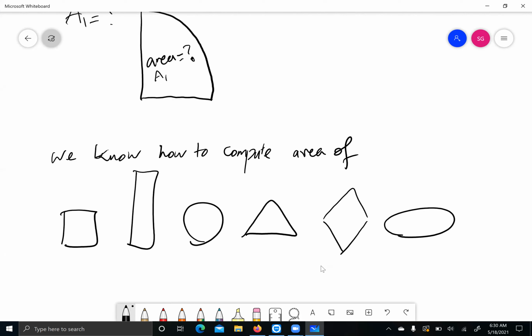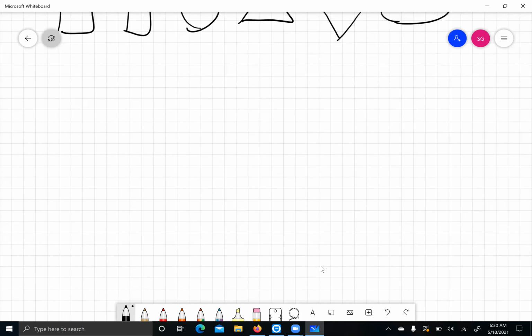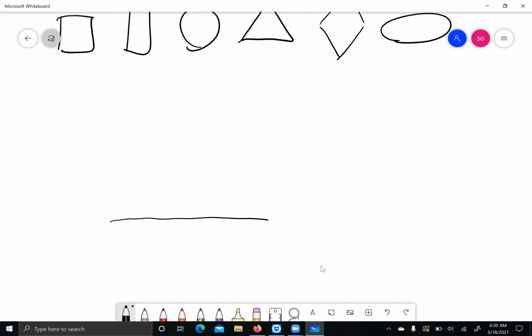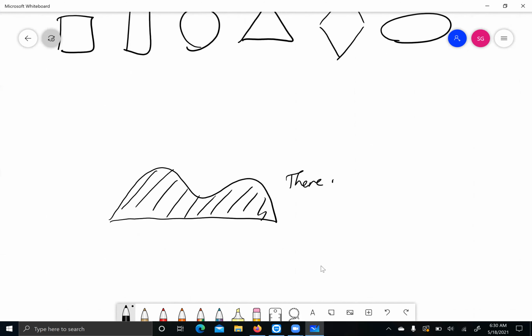We have a formula to calculate the area. But for example, if you have something like this, and you want to find the area of a region, we don't know. There is no formula. We don't know any formula for this area.